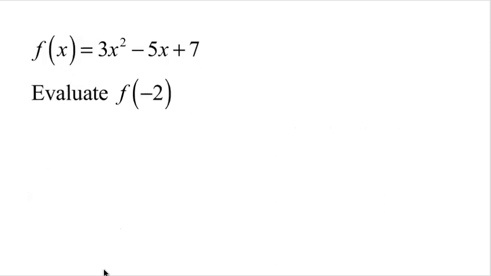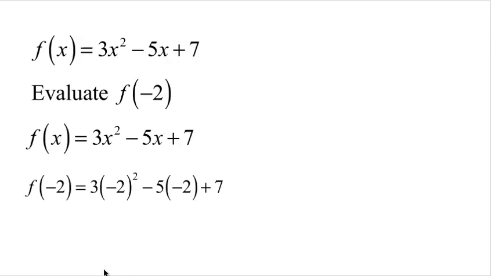Now here's another example with that same polynomial function. We want f of negative 2. So plug negative 2 in parentheses for x. So 3 times negative 2 squared minus 5 times negative 2 plus 7. Again, the order of operations tells us we do this exponent first.